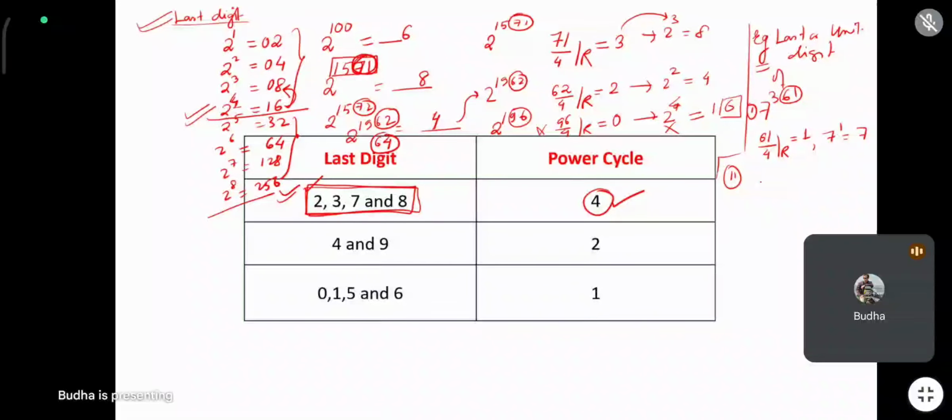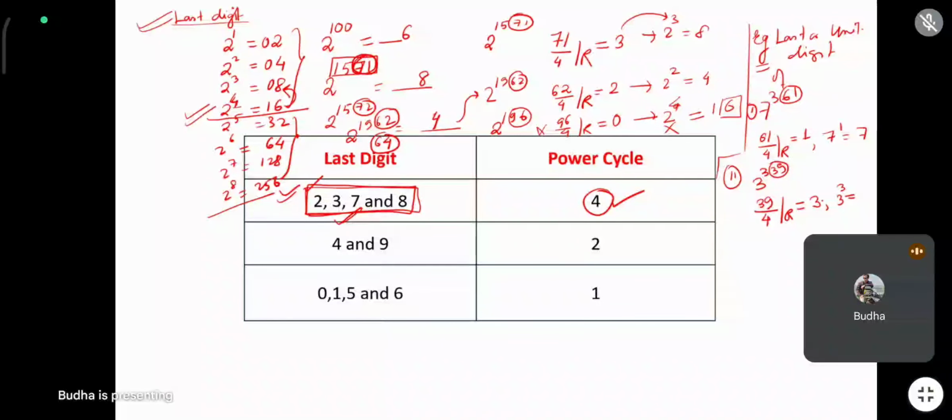Another example. 3 to the power 339. So for the last digit I'll do the same. 3 भी इसी ग्रुप में belong करता है. So I'll follow the same protocol. 39. Why 39? Last 2 digits of the power divided by 4. What is the remainder? Tell me. 3, sir. So your answer will be 3 to the power 3.